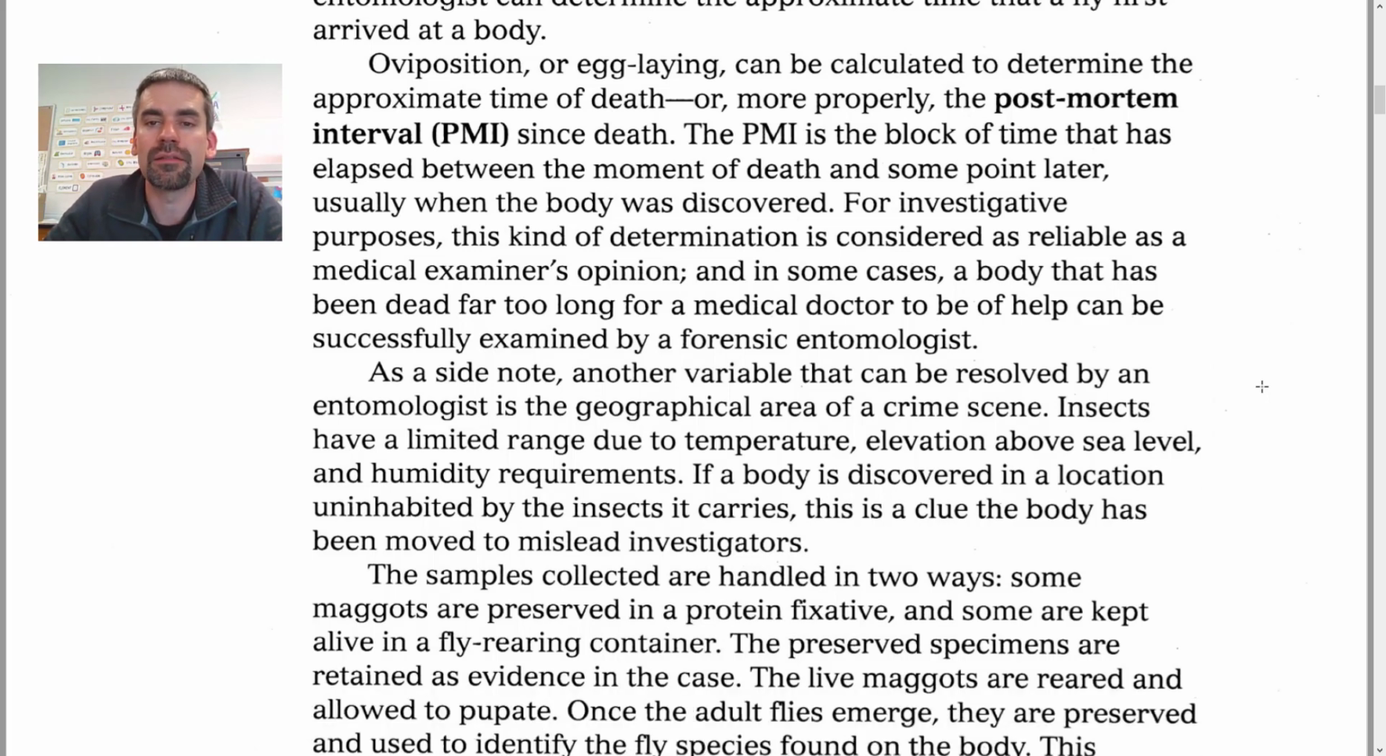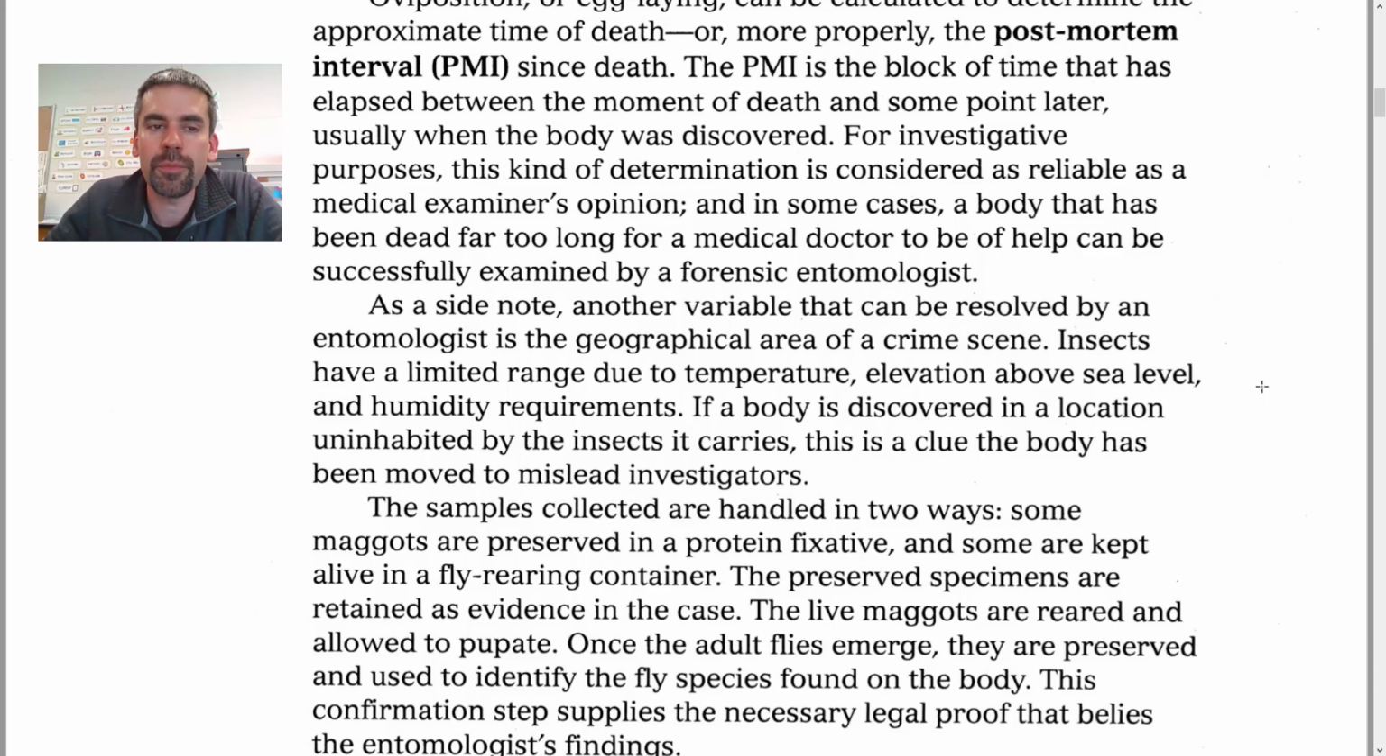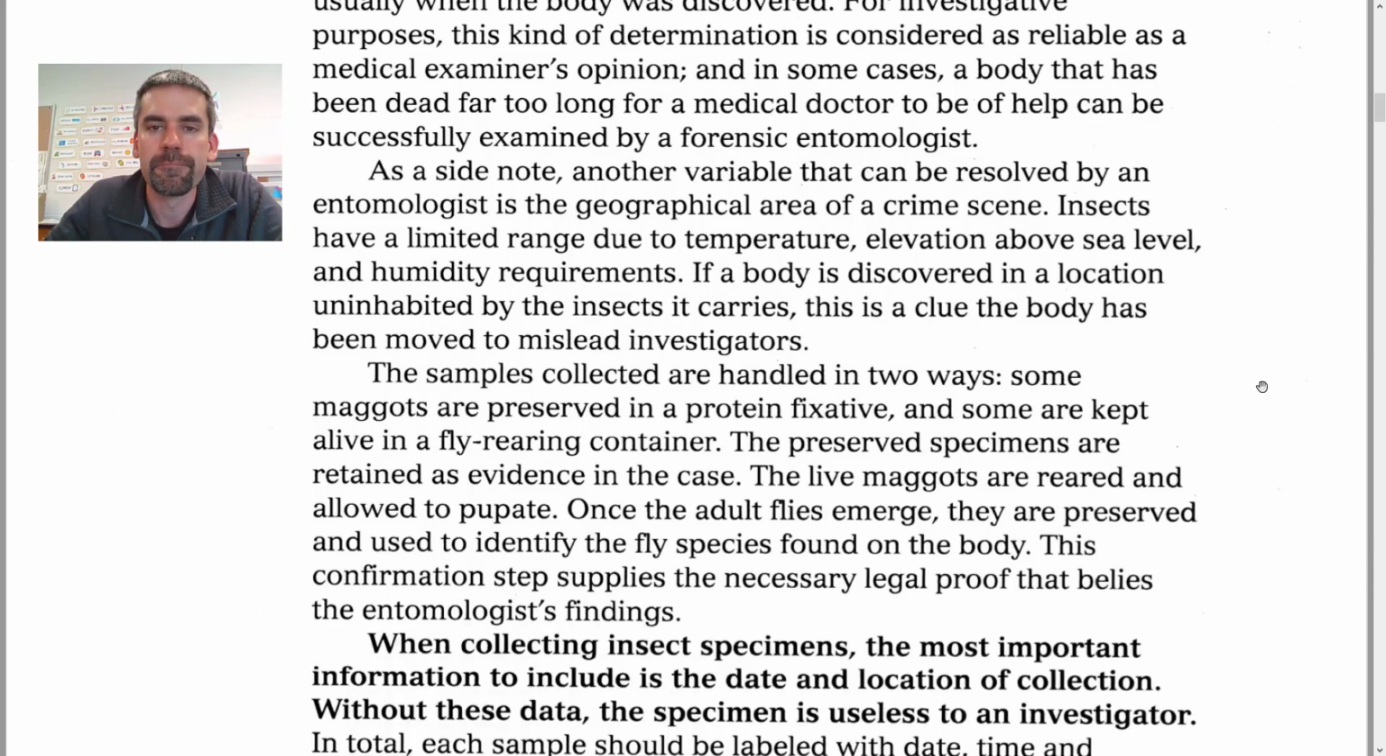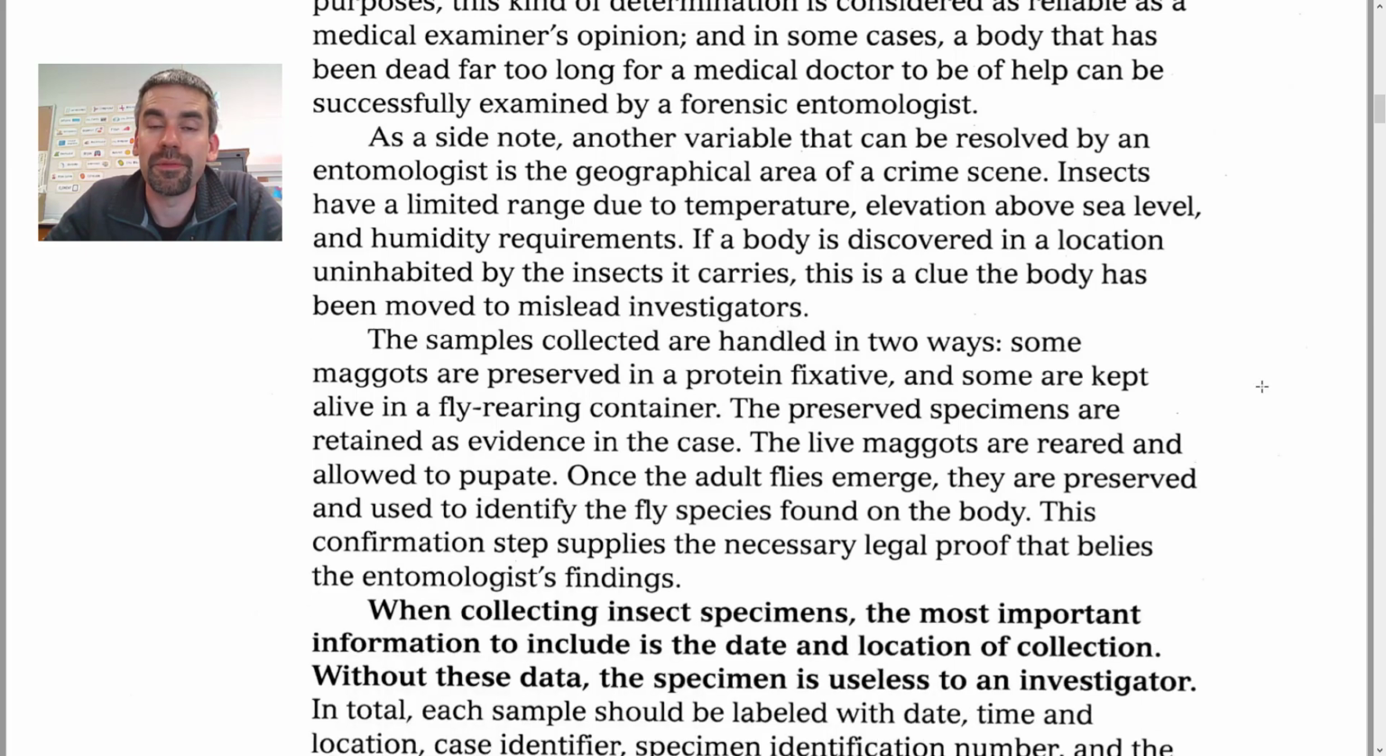The PMI is the block of time that has elapsed between the moment of death and some point later, usually when the body was discovered. For investigative purposes, this kind of determination is considered as reliable as a medical examiner's opinion, and in some cases, a body that has been dead far too long for a medical doctor to be of help can successfully be examined by a forensic entomologist, meaning that the body's really decomposed.